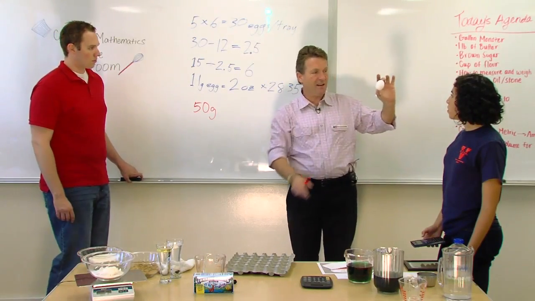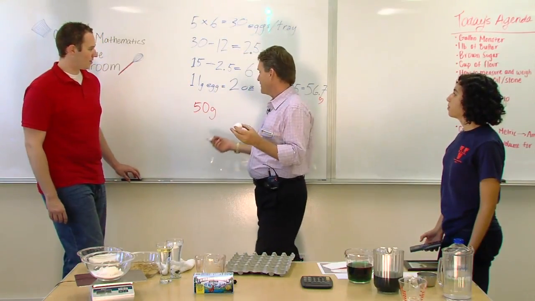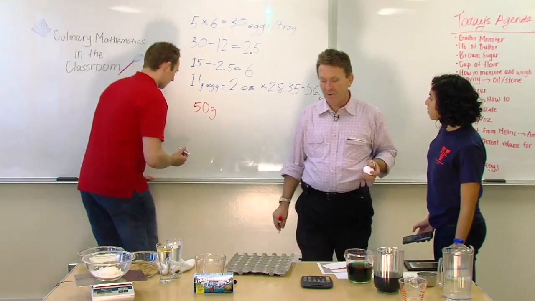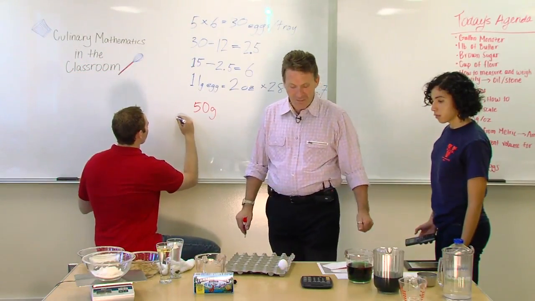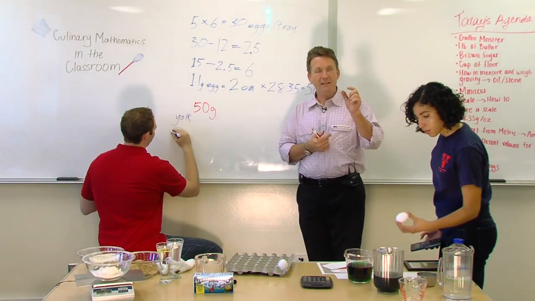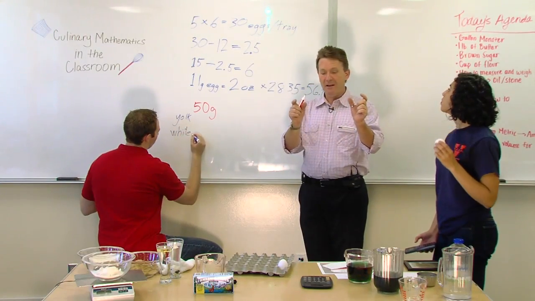The 50 grams consist of what's inside the egg. There's 2 parts in the egg. The yolk and the white. Very good. Okay, so you have yolk and you have white. Now, what are the proportions of the yolk and the white? Is there the same amount of yolk and white, or is there more white than yolk?